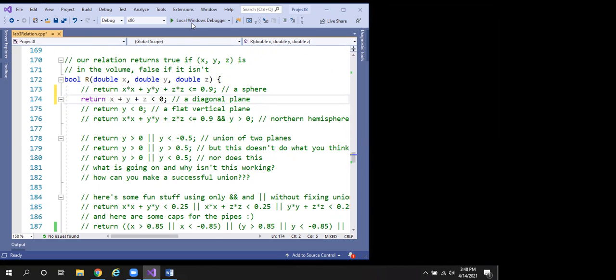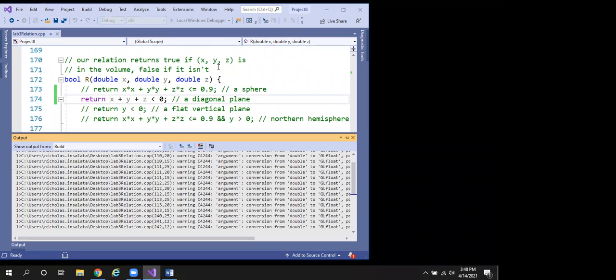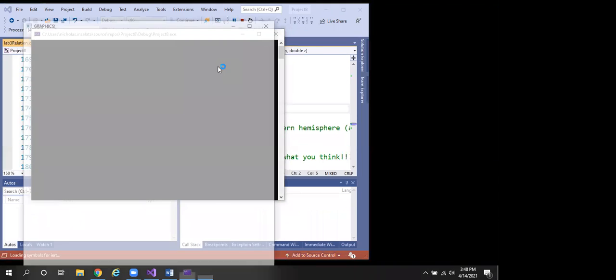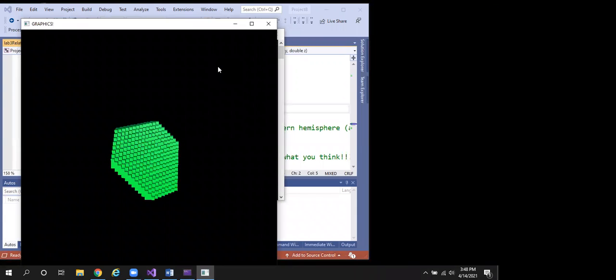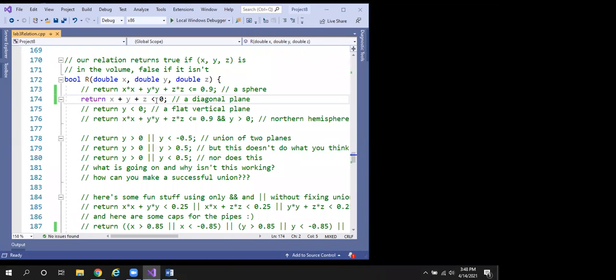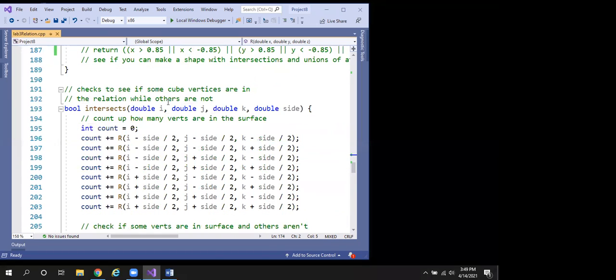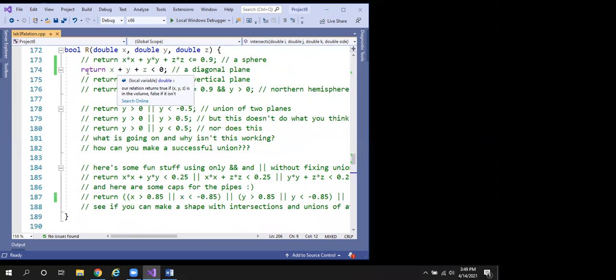Okay, a diagonal plane. Here goes. X plus y plus z is greater than 0. Okay, so there's a diagonal plane, right? So you can see all the squares there, right? Those are the ones where some of the points on that little square lie on one side, they're more than 0, and others are less than 0. So sometimes it's true, sometimes it's false. And when you count up the number of true and false corners, you get a number in between 0 and 8, right? Let's try another couple here.